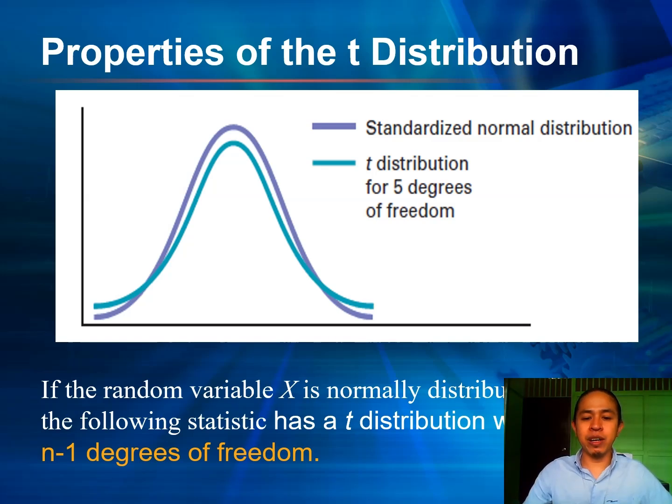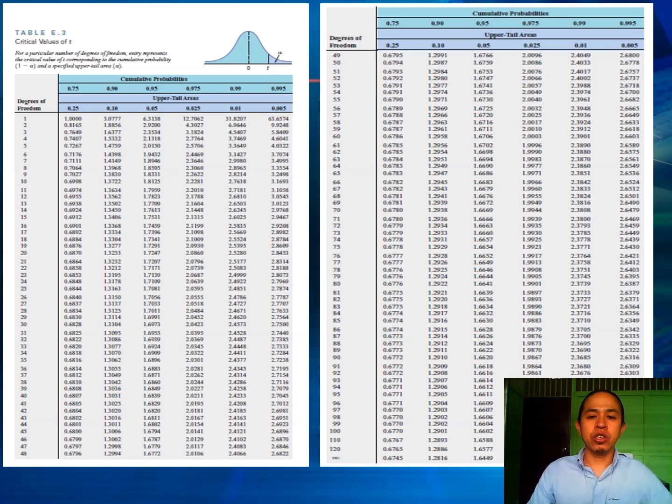Okay, so if the random variable x is normally distributed, then the following statistic has a t distribution with n minus 1 degrees of freedom. We will be using the n minus 1 degrees of freedom in our t distribution. So you can search that on the internet. You can download a copy of the T distribution table, the T table, so that you can practice and master using it.